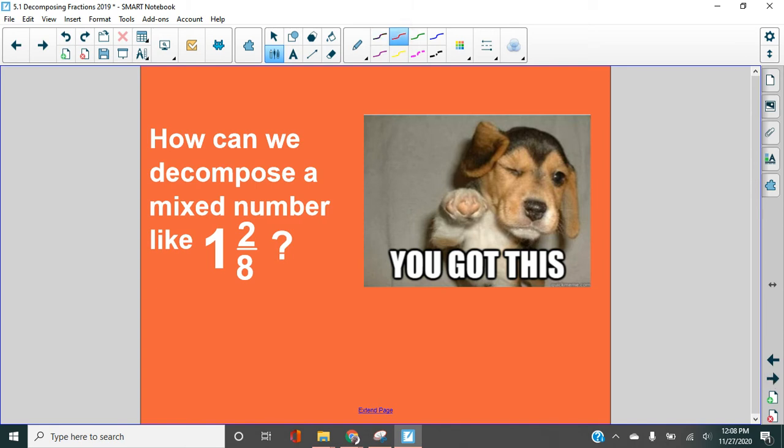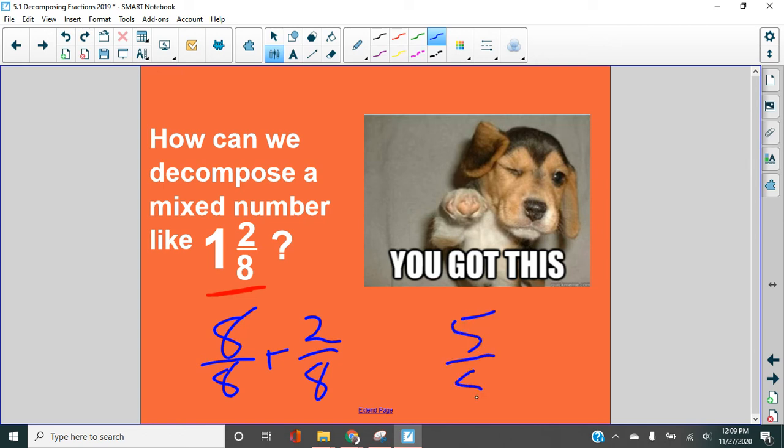So this is 1 whole and 2/8. So what you really need to think about is, okay, well, that 1 whole is worth 8/8, right? 1 whole, 8/8. So we could have 8/8 plus 2/8. That's an easy one. So anything that's going to equal 10/8, 5/8 plus 5/8. That's going to equal that mixed number.